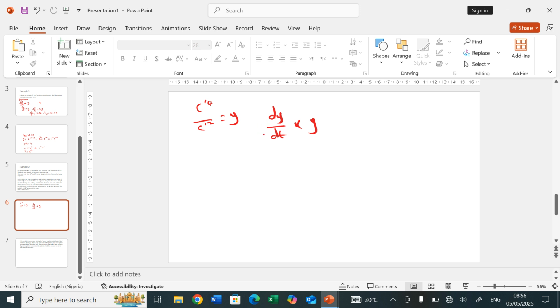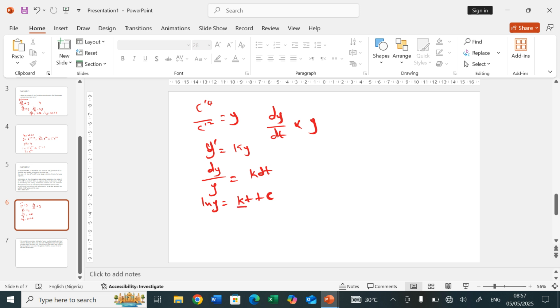So after that, we can now say Y prime, meaning dY/dt, is equal to KY. K is our constant of variation, the proportionality constant. So we can rearrange this to give dY over Y equals K dt. If we integrate this, ln Y will give us KT plus C.